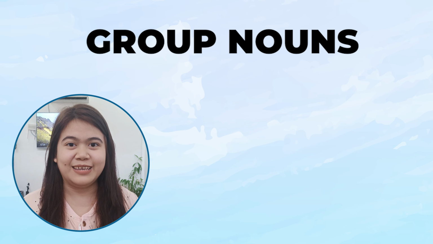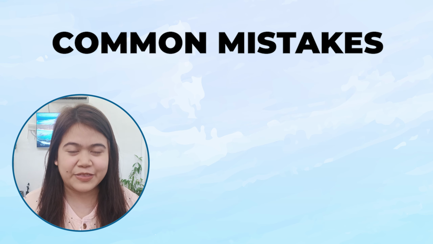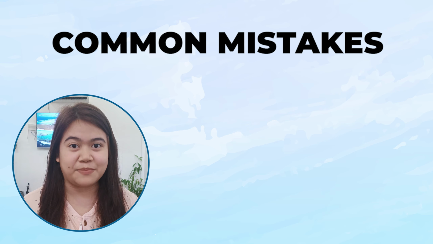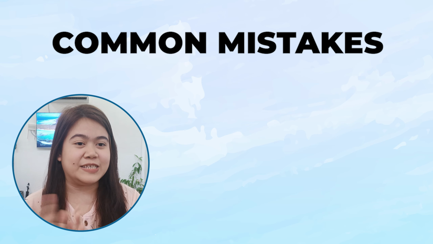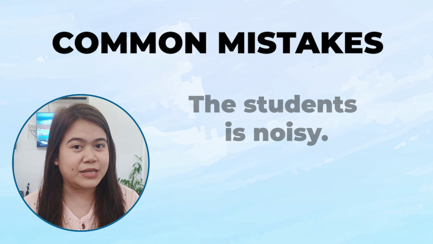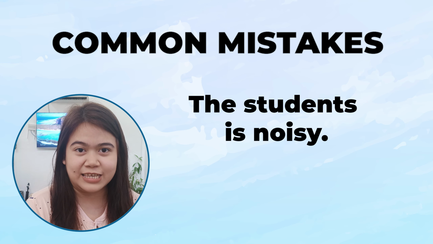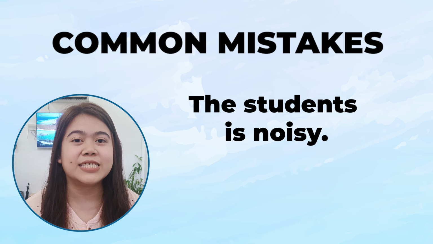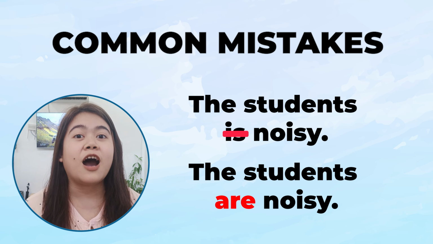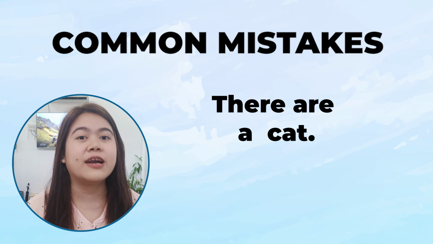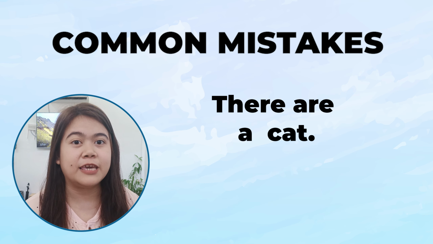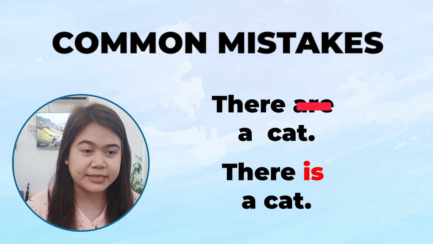Okay, so let's talk about the common mistakes that a lot of students make. I'll give you 4 sentences. For example, the students is noisy. The correct way is the students are noisy. Or there are a cat. It should be there is a cat.